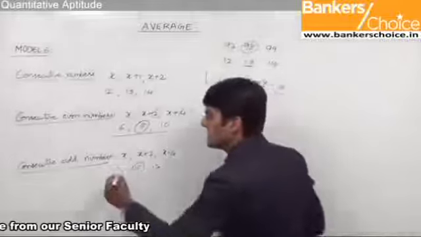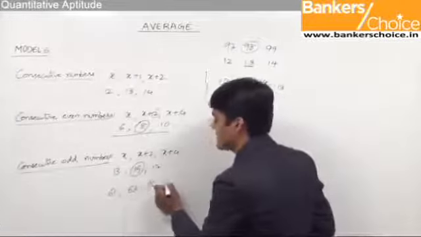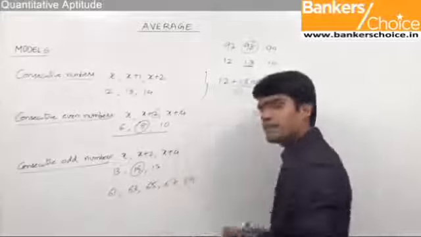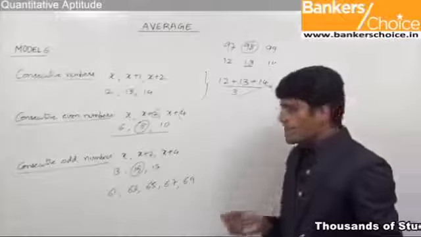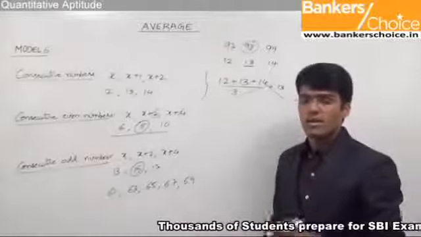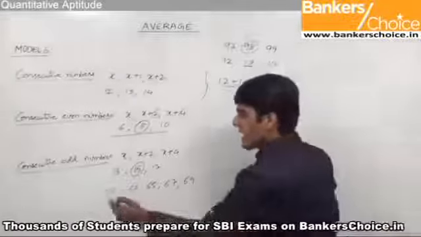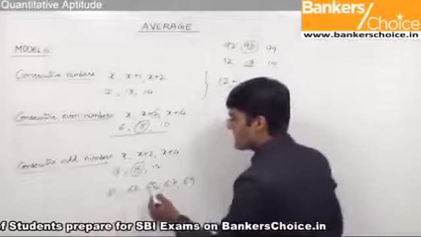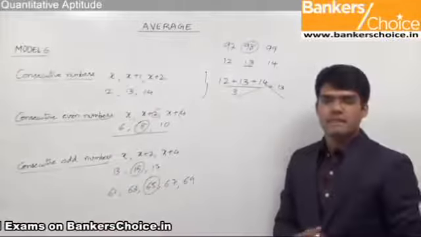Similarly, let's say we have consecutive odd numbers as 61, 63, 65, 67 and 69. Now to find out the average of these 5 consecutive numbers, we need not take the sum divided by 5. As we have already discussed, for consecutive numbers, average should always be the middle number. And here, out of the 5 numbers, the middle number is 65. So we can directly say that the average is 65.